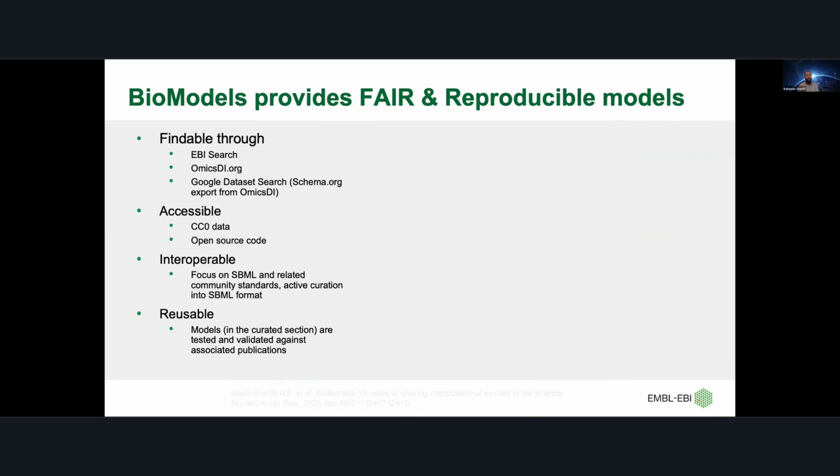Overall, the BioModels repository provides FAIR and reproducible models. The models are findable, accessible, interoperable, and reusable, findable through various avenues. You can search the models through EBI Search. You can find them through the OmicsDI search engine. They're also pushed to Google Datasets, so you can also search for them in Google Datasets.